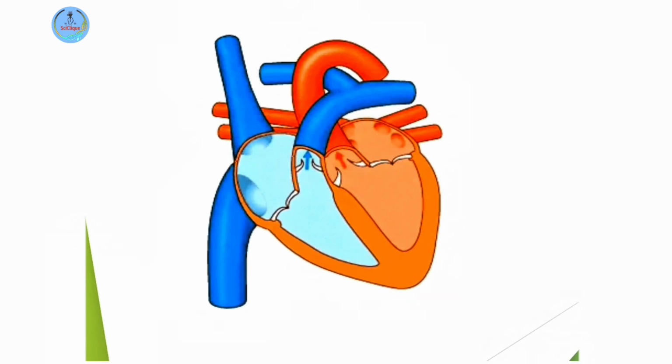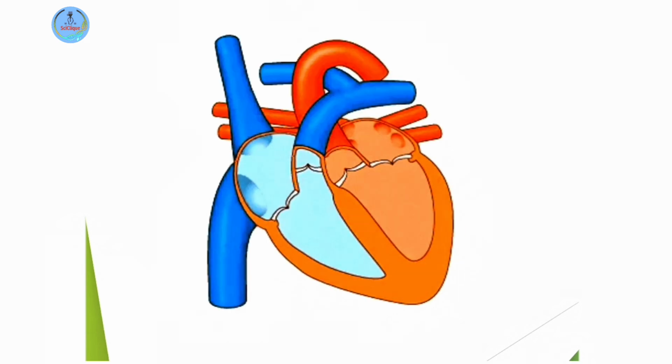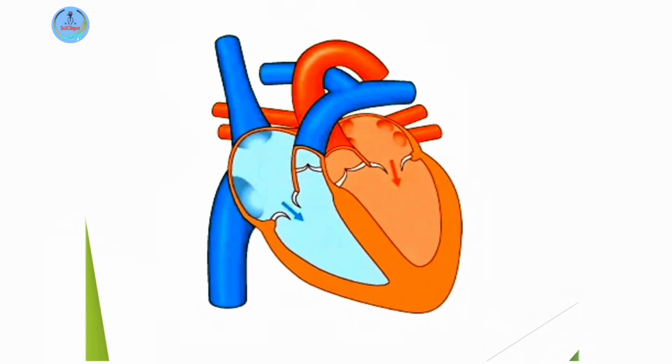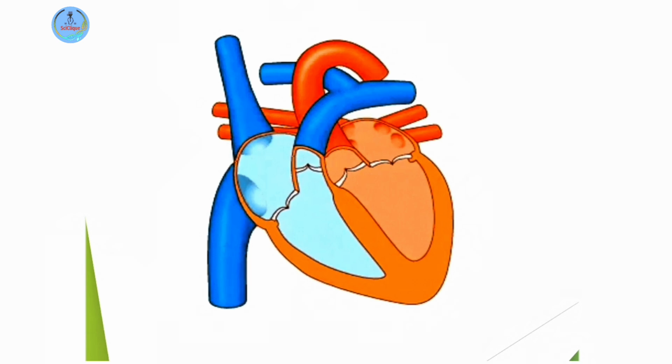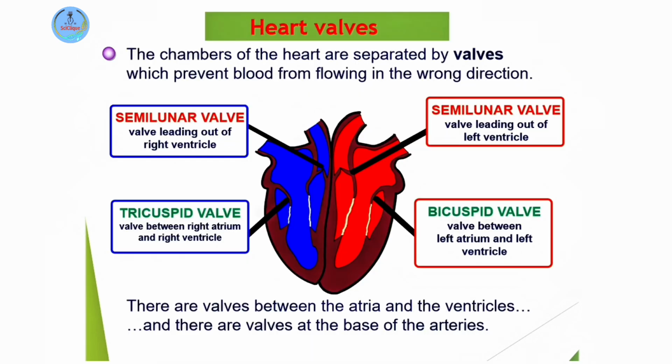So if we look at our diagram, you're going to note that we have 4 valves. So we have 2 valves separating the atria from the ventricles, and then 2 other valves are found at the base of the 2 arteries. So what are the names of these valves? Now, the valves found between the atria and the ventricles are known as atrioventricular valves, or cuspid valves, but each has its own specific name.